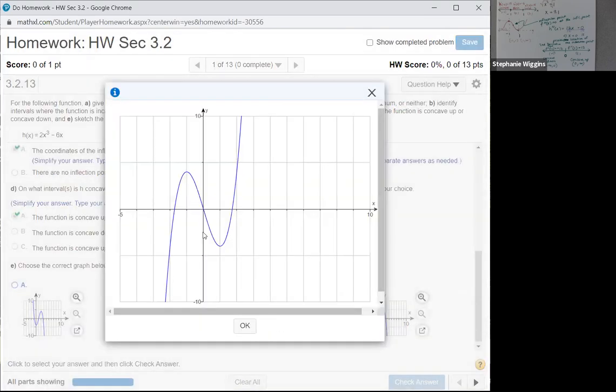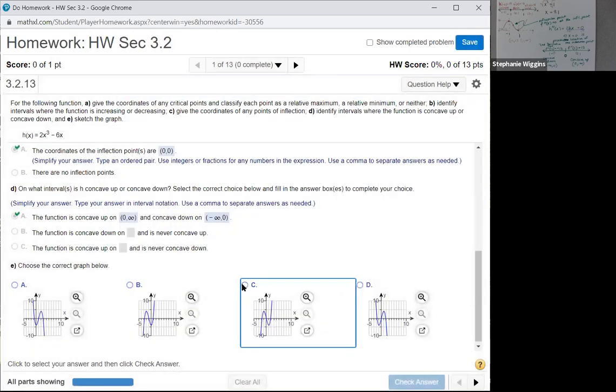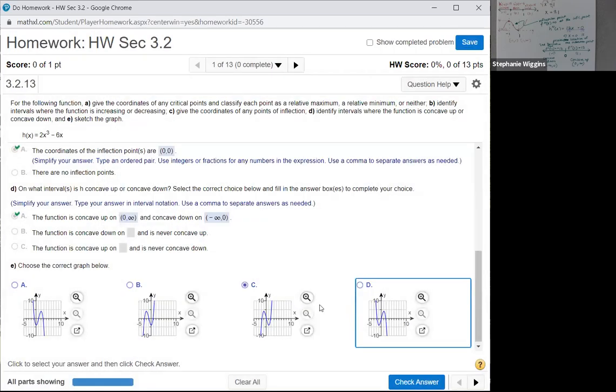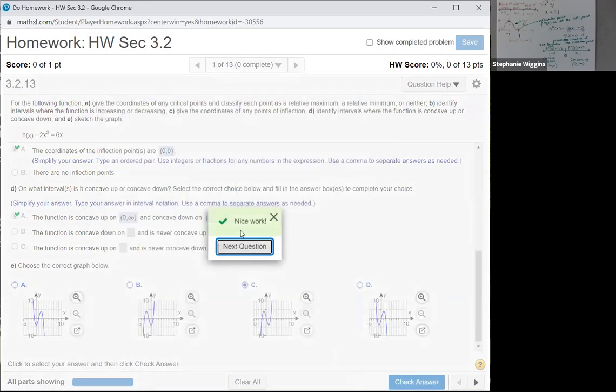Going to C. Okay, here the inflection point is at 0, 0. It's concave down on the left and concave up on the right. So I think it's C. C is the correct choice because here's the reverse. You'll notice at D, it's concave up on the left and concave down on the right. So this is not it. So C is the correct choice. Okay.